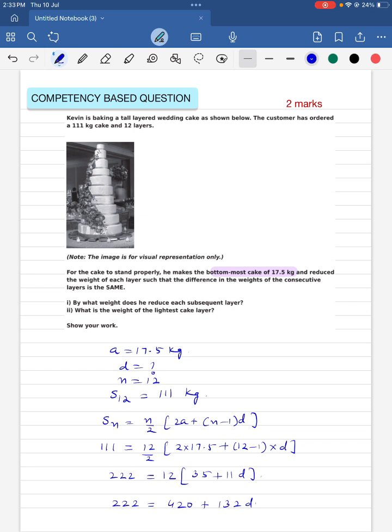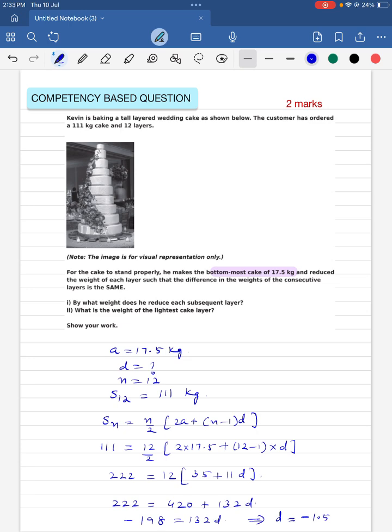Okay, so let me take 420 to the other side. So 222 minus 420 gives me negative 198, which is equal to 132d. So I'll get the value of d as equal to negative 1.5. That means he reduces the weight by 1.5 kg. The negative sign just indicates that he's reducing the weight in each subsequent layer.